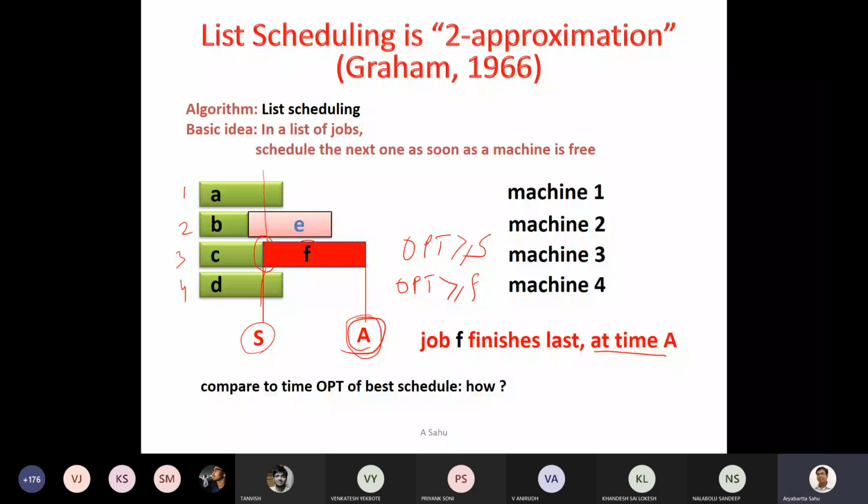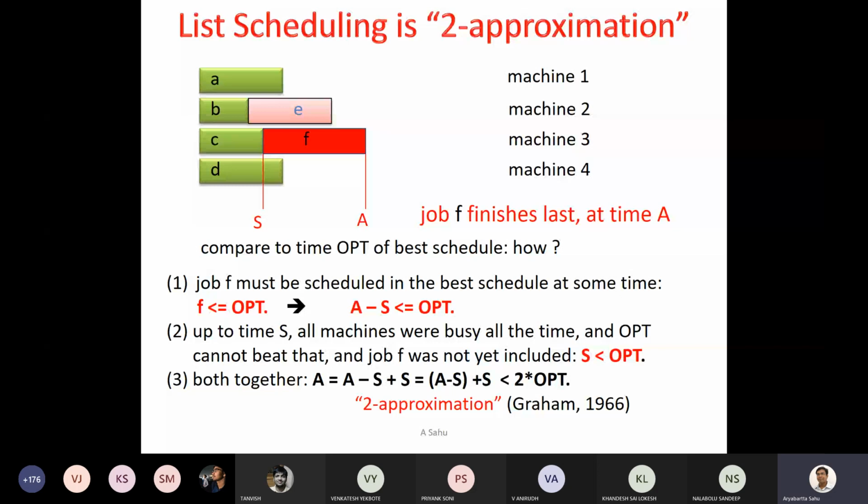f is the task with execution time value f, and if you look at opt being greater than or equal to this, what is the value of f? f is equal to A minus S. So f must be scheduled at best at some time. Opt must be greater than or equal to f, so f must be less than or equal to opt. Another thing is A minus S is less than or equal to opt. And another thing is S is also less than or equal to opt, because whatever the optimal algorithm produces, it will definitely be greater than or equal to S.